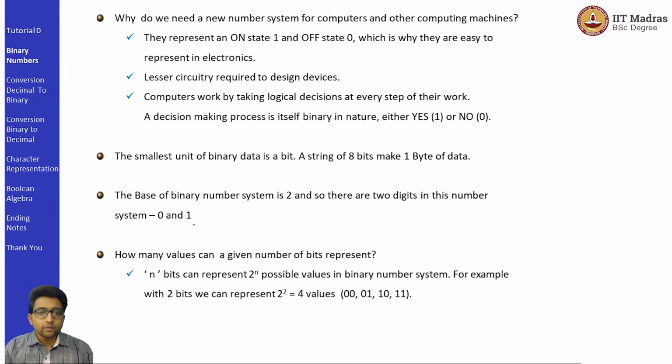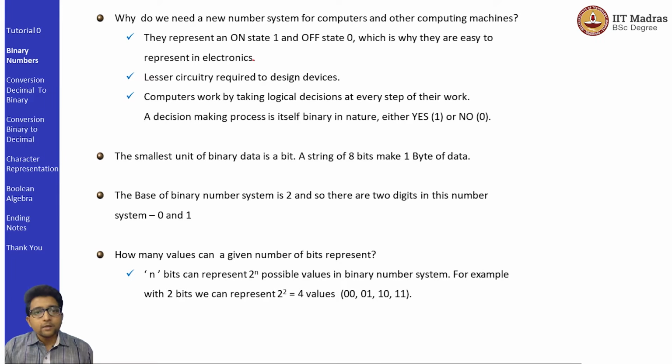Now we will move on to why the binary number system is so useful in computers and computing devices. The first point is that they represent an on state, 1, and an off state, 0, which is why they are easy to represent in electronics. From the very basic, computers are made up of electronic equipment. We all know that, like transistors, integrated circuits, and others, that is not important, but the very basic thing is they are made up of electronic equipment.